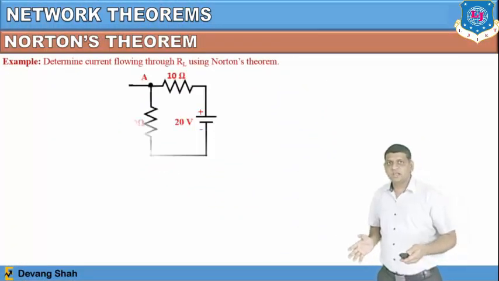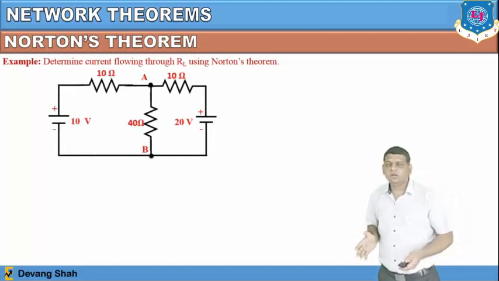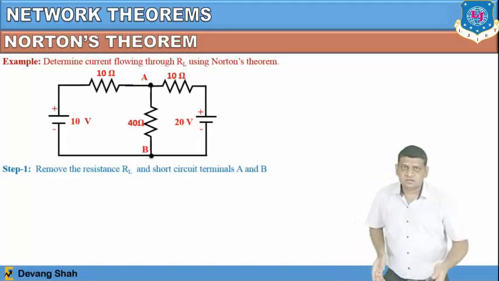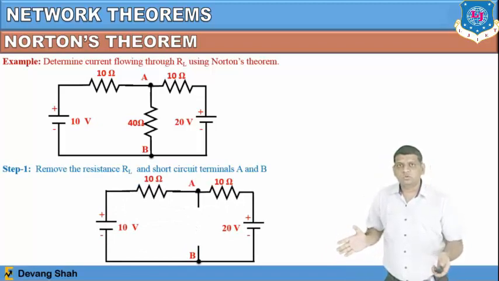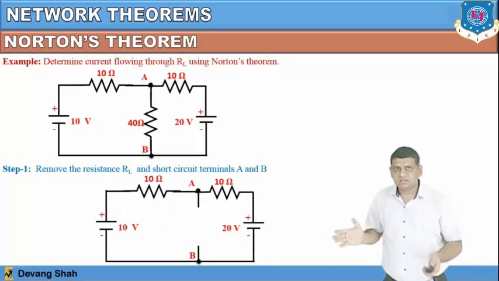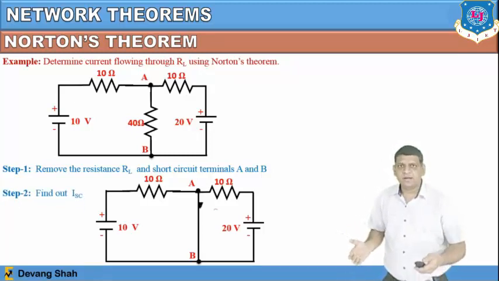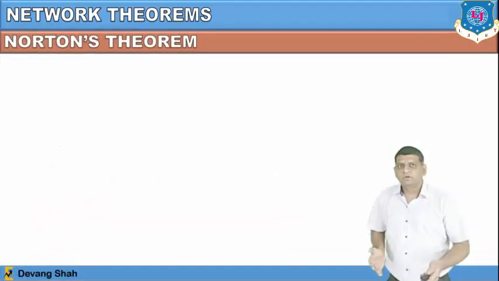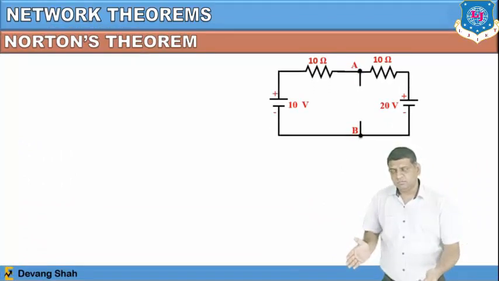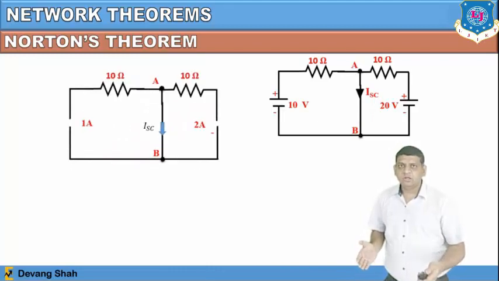Again, we are going to repeat the same example that we discussed during the Thevenin theorem. You can see this, where there are two voltage sources, 10 volt and 20 volt, and 3 resistances, 10, 10 and 40 ohm, where again you have to remove the RL and make A and B short. So you make A and B short, and whatever current is passing through A and B, that current is the ISC current. So my next job is to find the ISC current. If I am looking for my ISC current, I have to find the total circuit resistance, then the total circuit current. From that, I can find ISC by using the current divider rule.